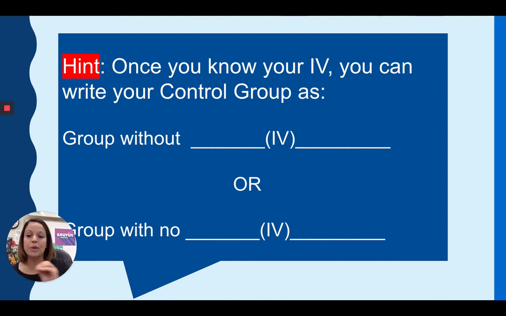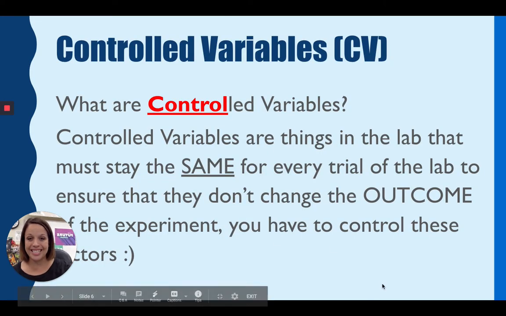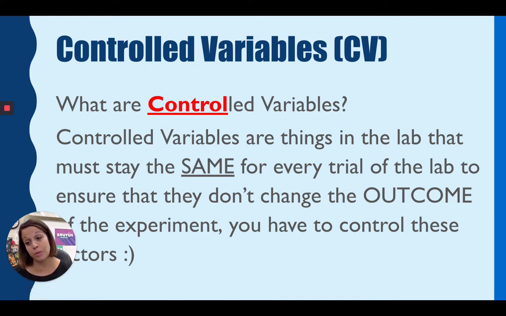So the control group is the group under normal conditions that you're going to compare with the group that you did change. The other half of this is controlled variables. So what are controlled variables? That's what you might be asking.